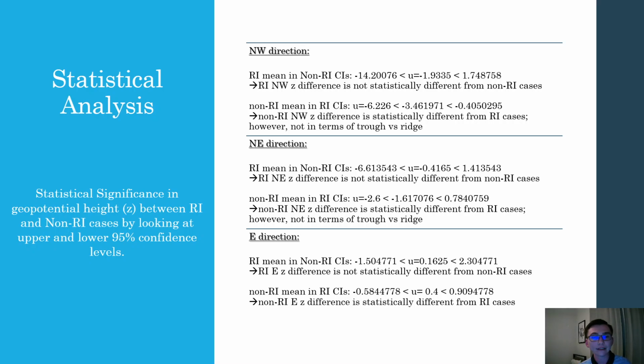The northeasterly height difference is not statistically different from the non-RI cases. And a similar story once again for the non-RI mean height difference compared to the RI confidence intervals. The mean was lower, so more negative, indicating a little bit more of a troughiness to the northwest, or northeast rather, of the storm. In the easterly direction, both RI mean and non-RI mean were not statistically different from the non-RI cases and the RI cases as well, indicating that the overall upper level air pattern is not all that much different compared to the RI cases and the non-RI cases.